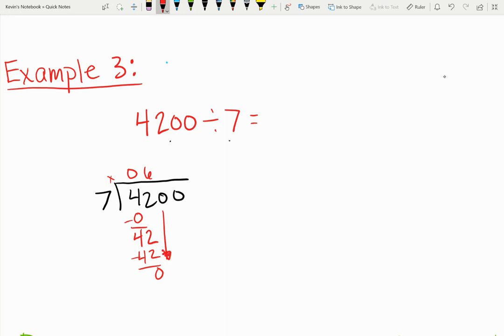And remember, if these get tricky, you still have to do the steps for the zeros.